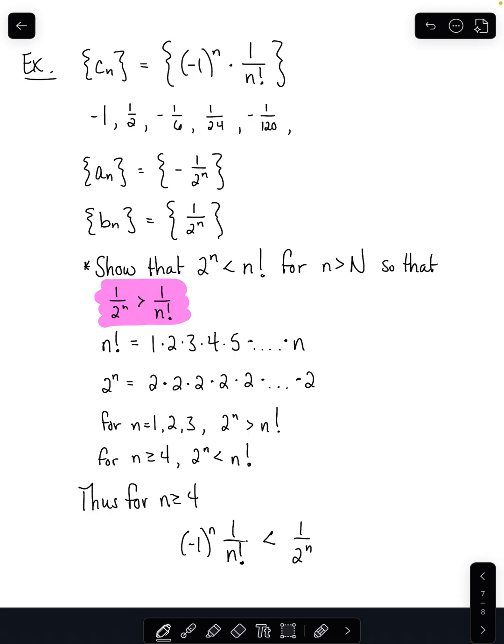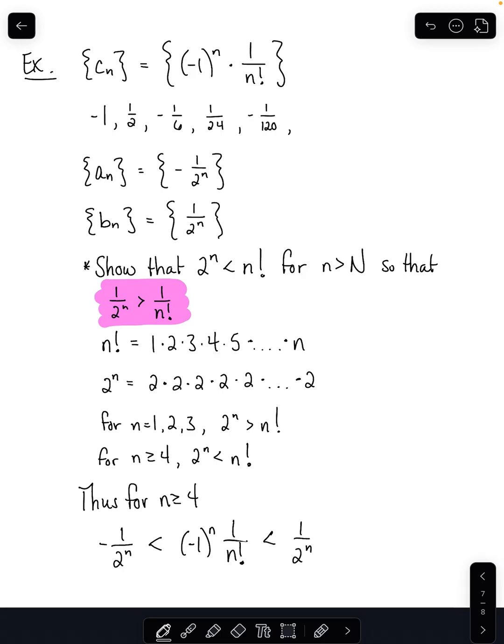This holds even with the negative, even with the alternating things, because if all of the positive terms are less than 1 over 2 to the n, then certainly all the negative terms will also be less than 1 over 2 to the n. On the other hand, all of these terms are also going to be bigger than negative 1 over 2 to the n. The idea is that 1 over 2 to the n is larger in magnitude.